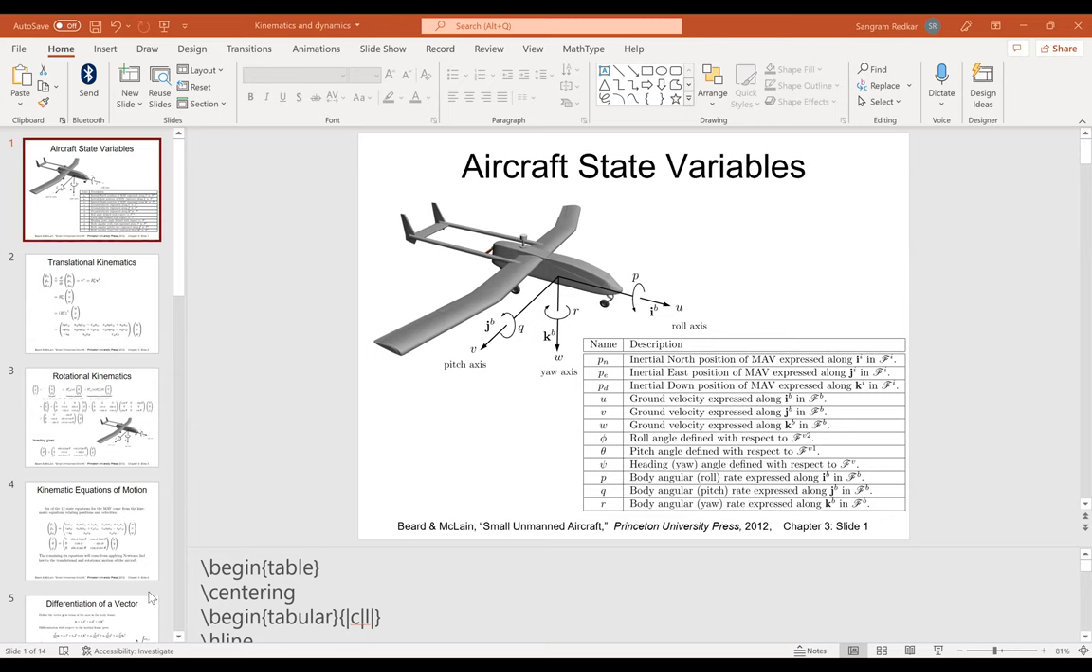You also have another north-east-down frame that is attached at the CG of the aircraft. The word CG is super important. So the aircraft CG is where the aircraft north-east-down frame is attached. You have one north-east-down frame, which is earth centered, earth fixed, and another north-east-down frame, which is attached to the aircraft. The aircraft frame is attached to the aircraft and it's going to rotate.